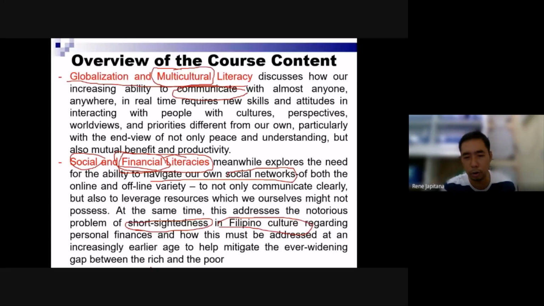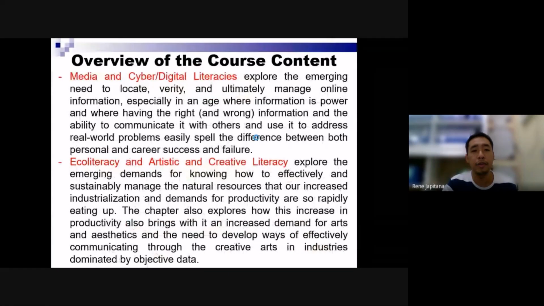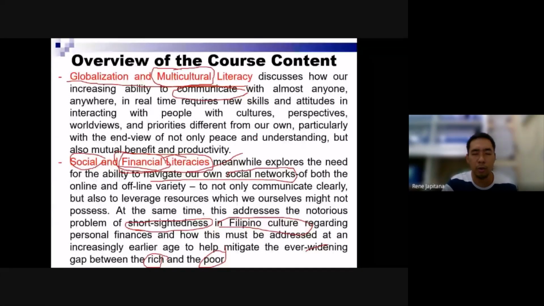I focus on this because there is a wide gap between the rich and the poor in our country due to poor financial literacy. I tell you, that is the main problem of the Filipino people. I hope that after this discussion, when you talk about financial literacy, you are open to investment. I am not telling you to invest just anywhere, but try to conduct research before you invest so that you do not get scammed.